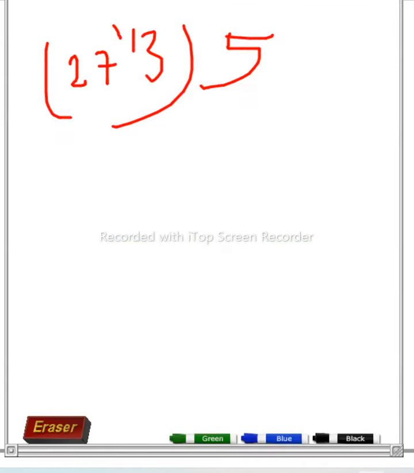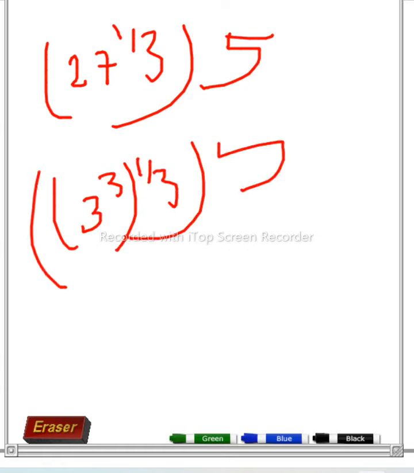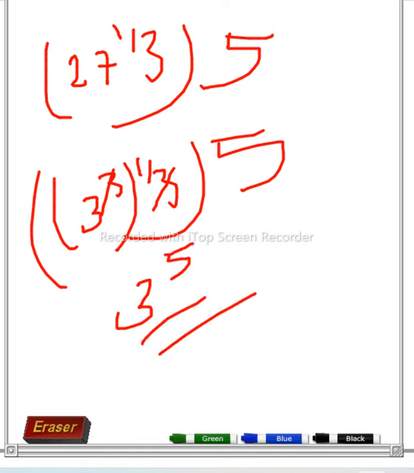First, 27 means 3 to the power of 3. So again the power of 1 over 3, to the power of 5. As we see, 3 times 1 over 3 is 3 over 3, which is 1, simplified like that. 3 to the power of 5 will be the final answer. So we write without fractional exponent and without radical. The final answer is 3 to the power of 5.